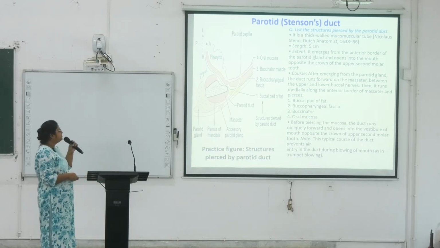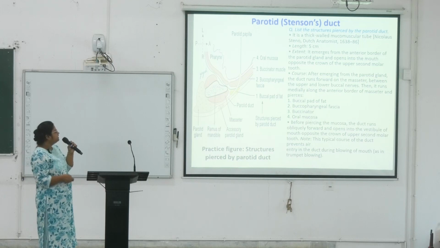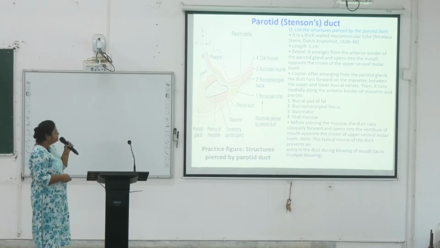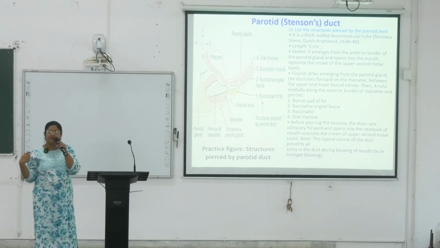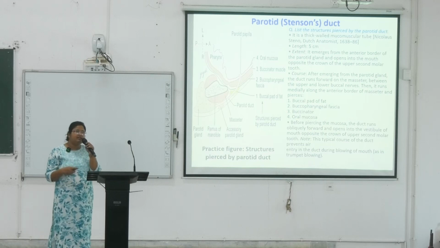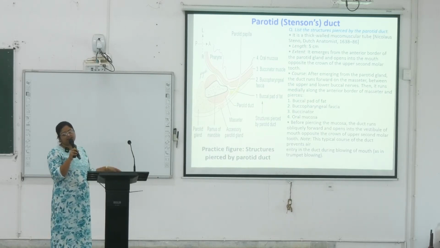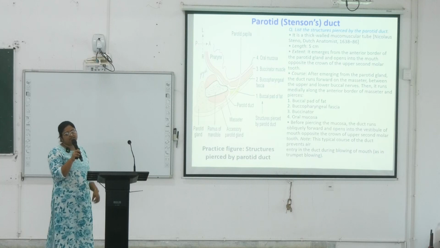And this typical course of the duct prevents air entry into the duct during blowing of the mouth, as in trumpet blowers. This is also important. This oblique course is important to prevent entry of air into the duct. If air entry occurs in the duct, salivary secretion will not occur, because saliva from the parotid will come out through this duct only.